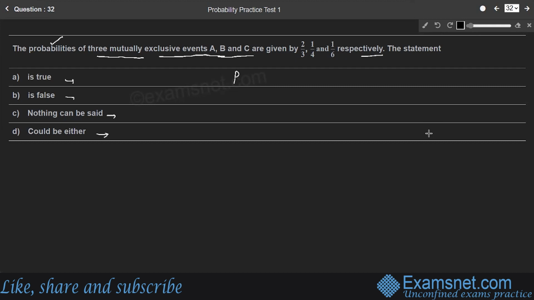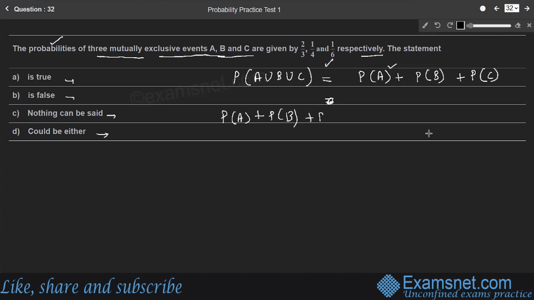So the probability of A union B union C equals P of A plus P of B plus probability of C, the sum of these probabilities, since there are no common points between these events. Therefore, the sum of the three events is equal to the union of the three events. So we'll consider the sum of the three probabilities, which is 2 by 3 plus 1 by 4 plus 1 by 6.